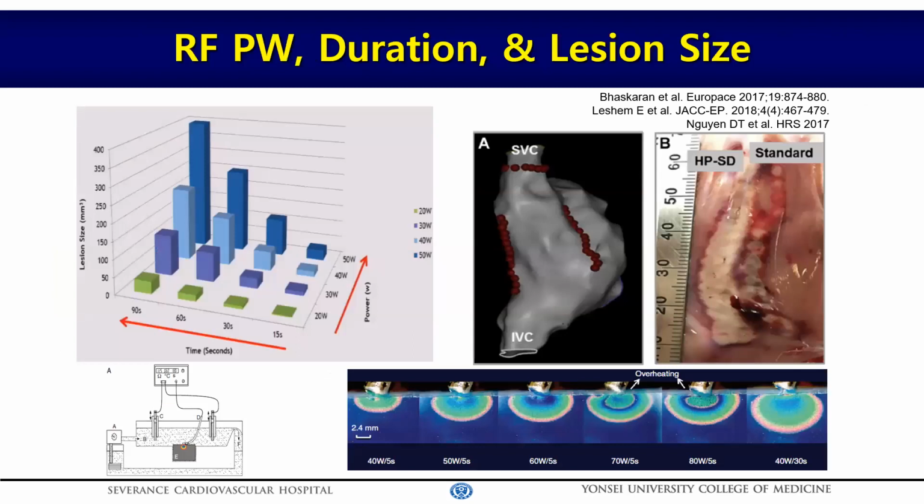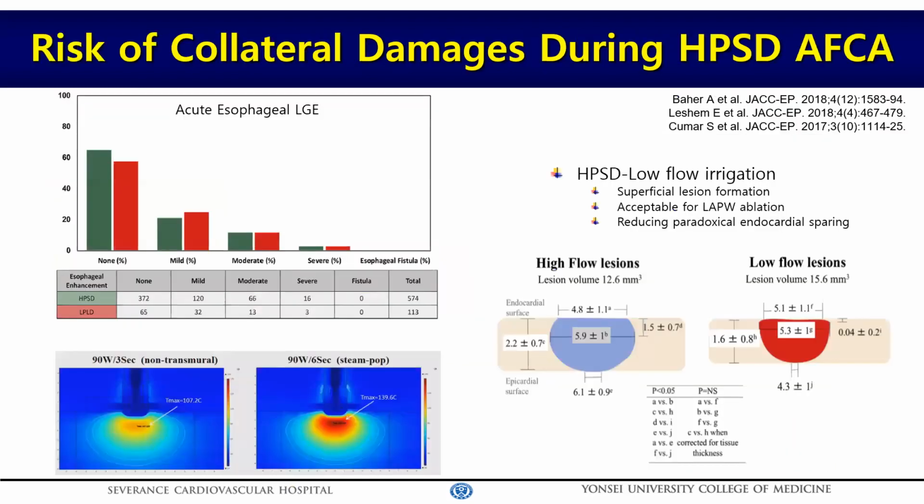This is a graph you have seen many times. With larger RF power and longer duration, the lesion size is larger. Hyper short duration is shallow compared to standard RF power, but it creates a wide contiguous lesion, which is advantageous. This is standard, but this is hyper short duration.